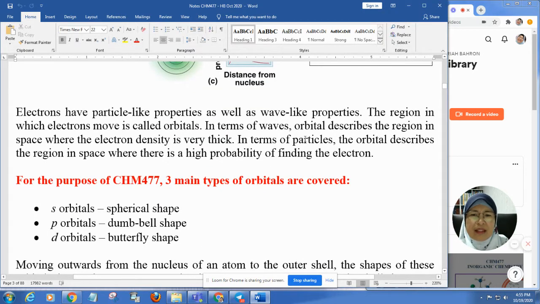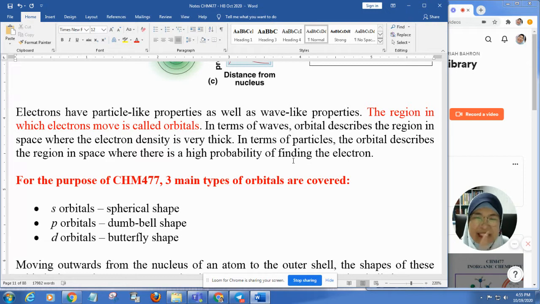Now, the region in which electrons move is called the orbital. This is where the orbitals are. In terms of wave, an orbital describes the region in space where electron density is very thick. In terms of particle, the orbital describes the region in space where there is a high probability of finding an electron, because that is where the electrons move a lot of the time, 90% of the time. So the chance of finding the electrons in that area is quite high.